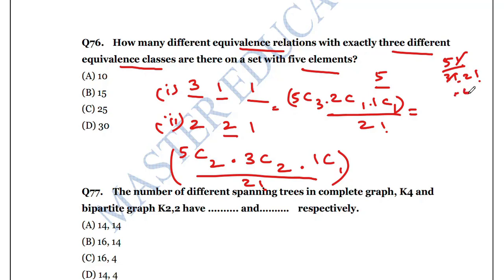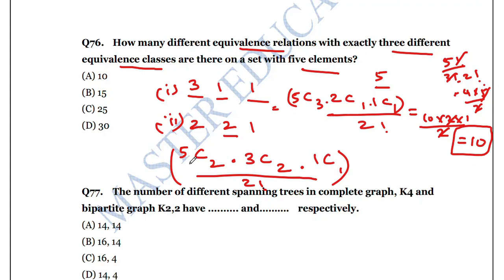That is 4 into 5 divided by 2, that is equal to 10. So here 2C1 equal to 2. So 10 into 2, and 1C1 equal to 1. So divided by 2 factorial. 2 factorial is 2, so this 2 and this 2 will be cancelled. You will get 10 here.